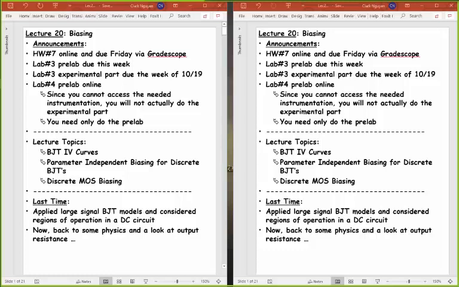So last time we applied large signal BJT models and considered regions of operation in a DC circuit, and several DC circuits actually. Today what we'll be doing is heading back to some physics and looking at output resistance. That's going to force us to go back and look at some bipolar junction IV characteristics. We'll then move into an important topic, which is parameter independent biasing for discrete BJT. We looked at a few DC biasing circuit examples last time. Now we're going to really look and see how to properly design the biasing for a BJT, and then if we get to it, we'll talk about discrete MOS biasing.